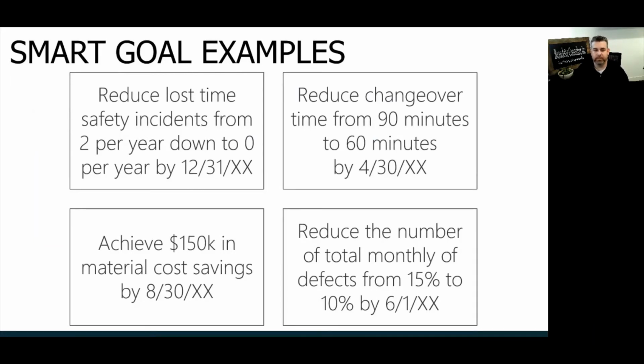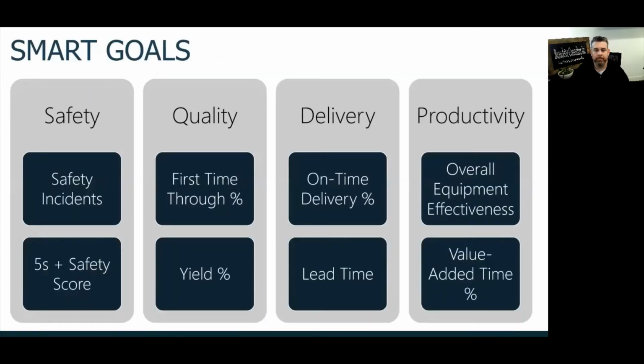If you want to reduce lost time for safety incidences, so from 2 per year down to 0 per year. And what do you want to get that done by? Reduce changeover on a machine, achieve $150,000 in material cost savings. So set a goal and make sure that these goals align to your company objectives and goals. So here's some categories to select from: safety, quality, delivery, productivity, cost, morale, or some other ones.